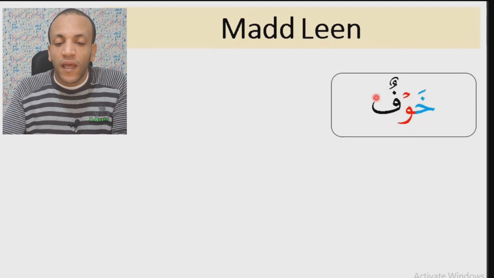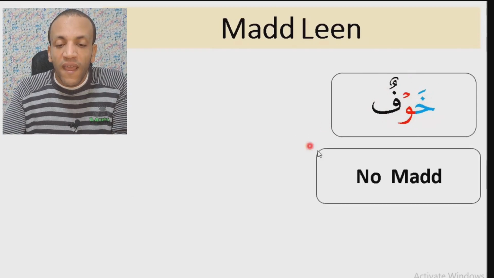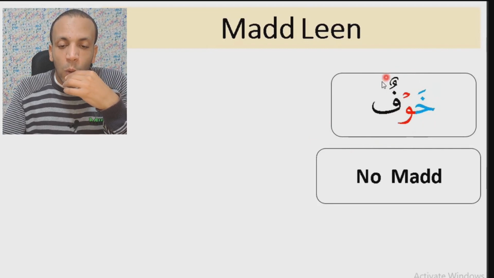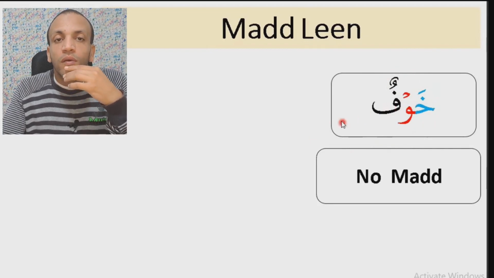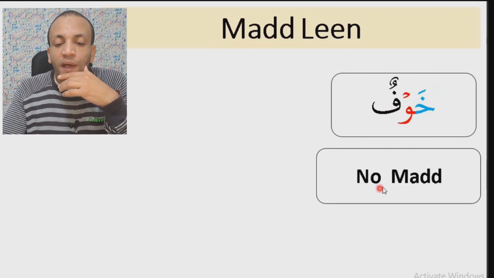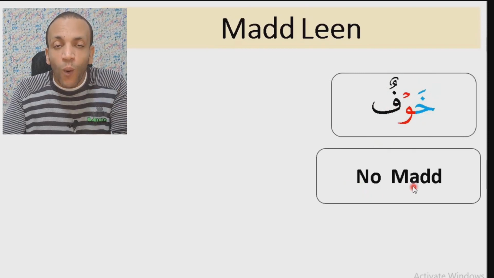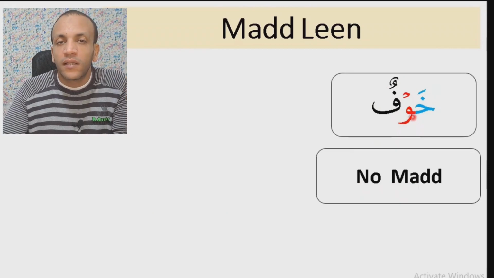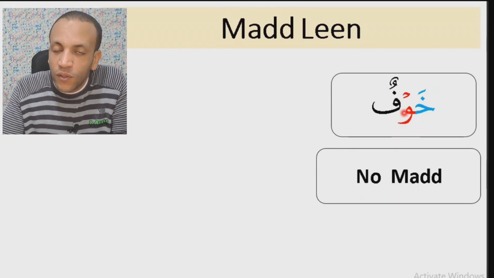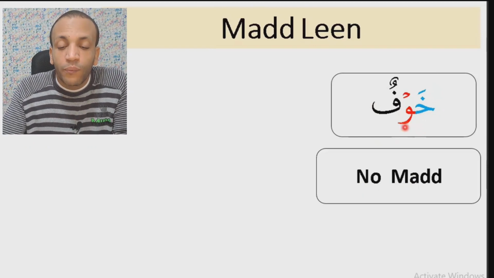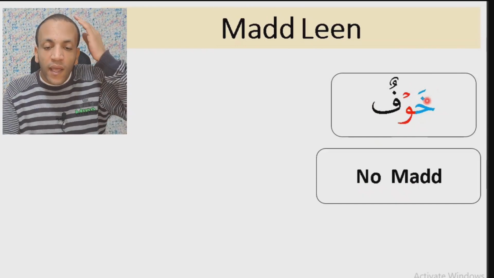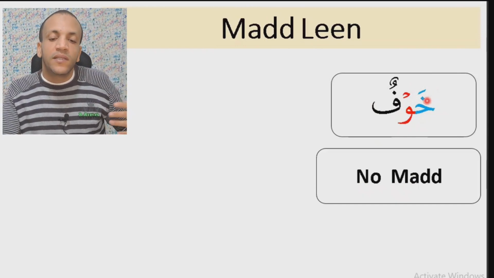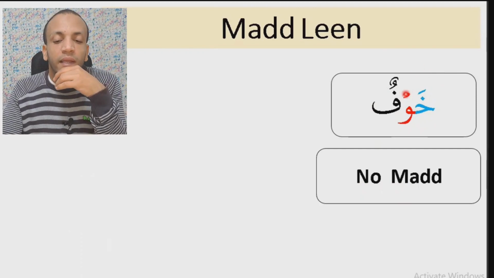So, here what you can do: if you read this word with the following word, you will not apply any Madd. No Madd. Why no Madd? I have here the letter Waw, is it a letter of Madd? No, my friend, the letter Waw is not a letter of Madd. Why not? Because the letter Waw is not preceded with the Dhamma, it is preceded with the Fatha.